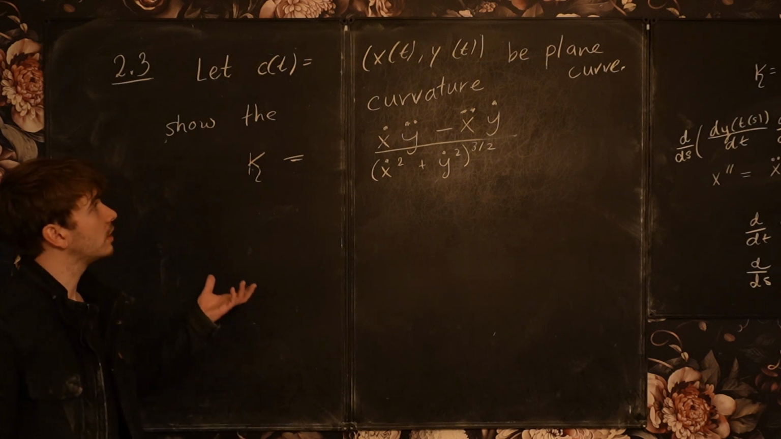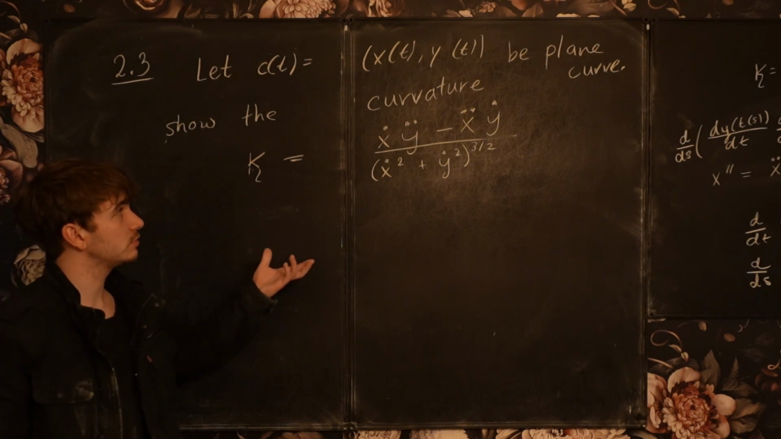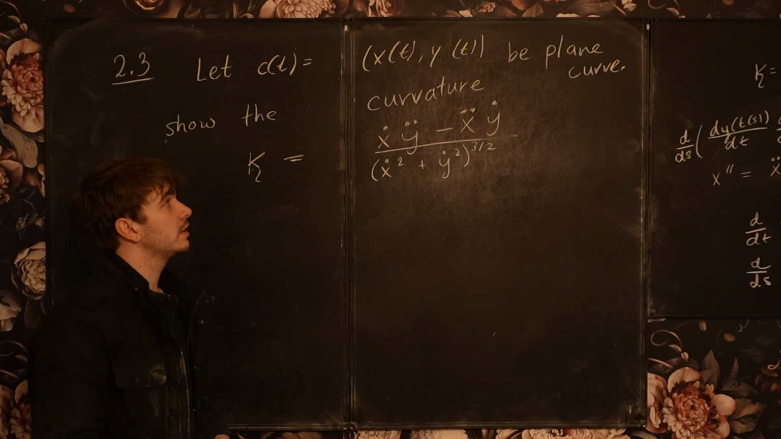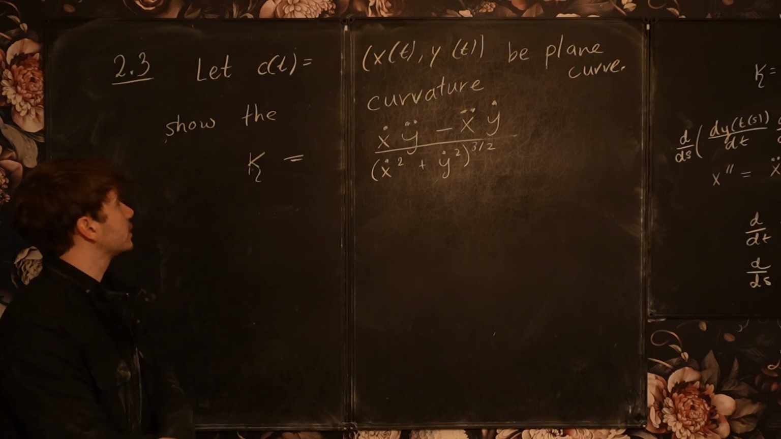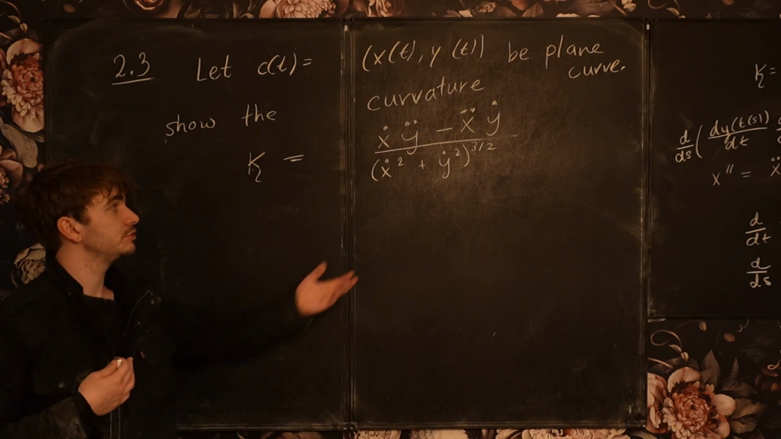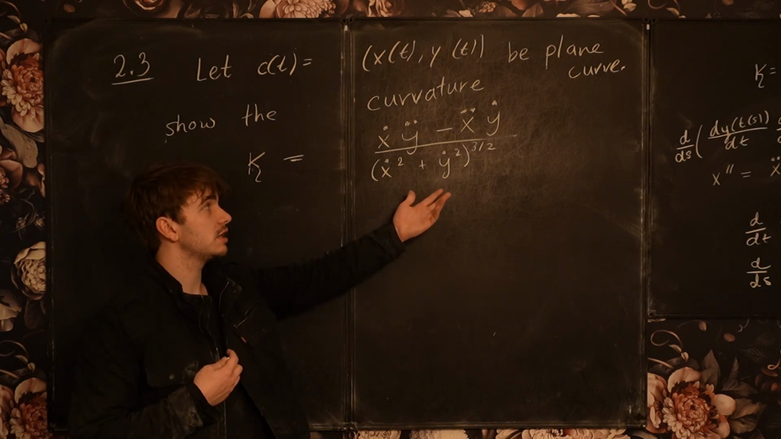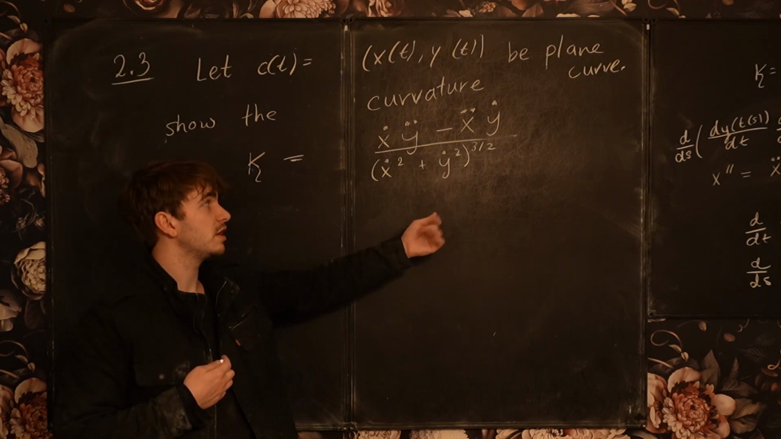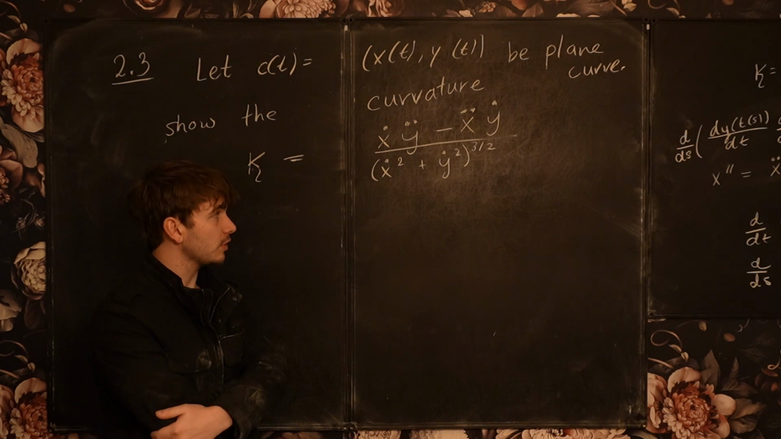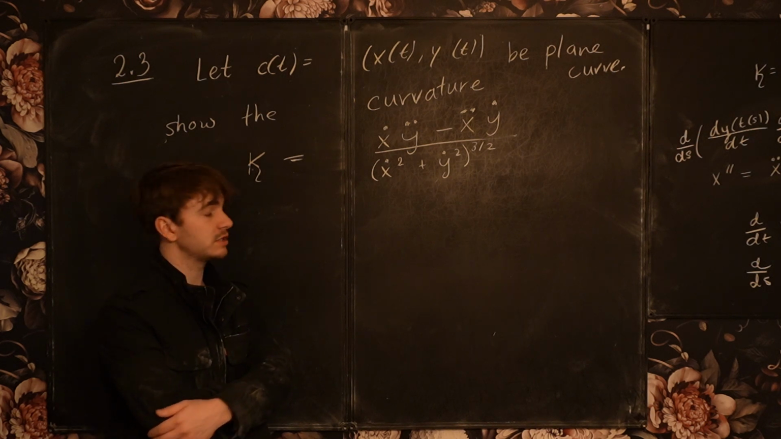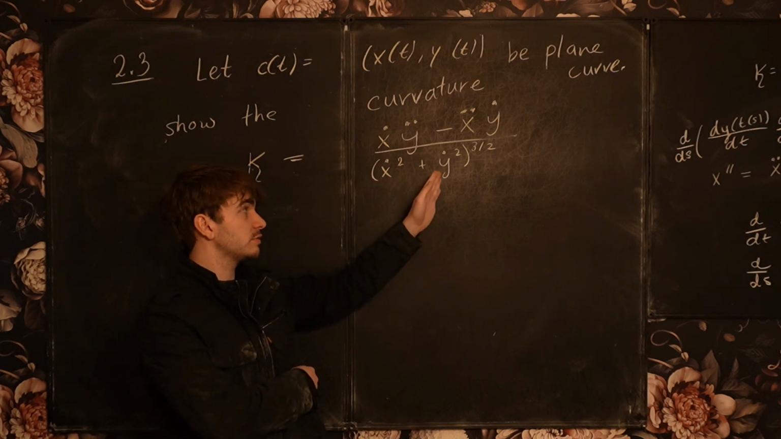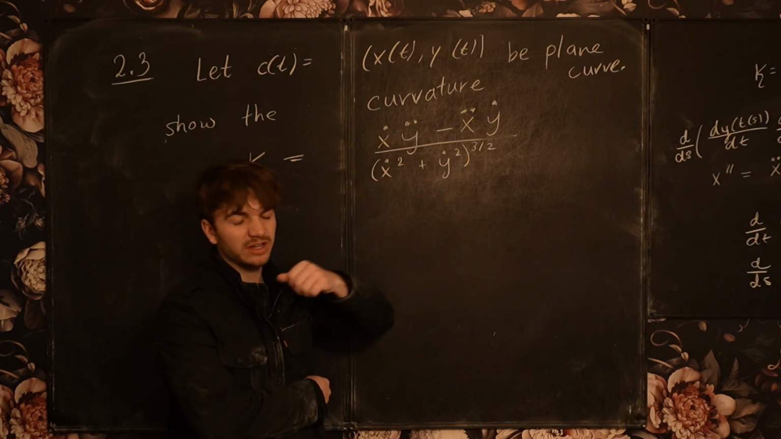Today we're going to solve the problem. Let C of t equal x of t, y of t be a plane curve. Show the curvature is equal to this expression, x dot y double dot minus x double dot y dot, divided by the norm of the tangent vector, x dot squared plus y dot squared to the power 1/2, raised to the power 3.